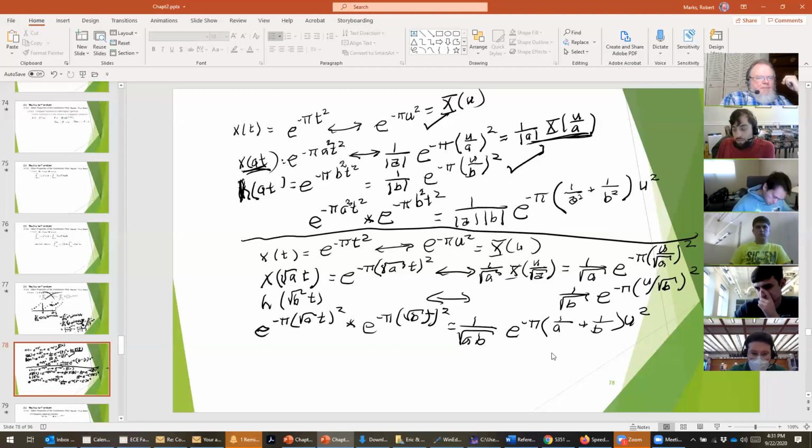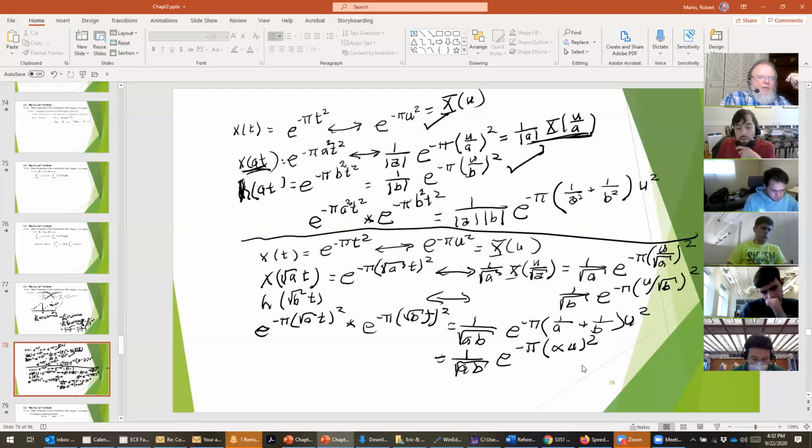Now this is equal to 1 over the square root of AB times e to the minus pi alpha u squared. I'm not going to work the thing out because I've run out of space here. Do you agree with that? Where alpha is equal to 1 over A plus 1 over B.